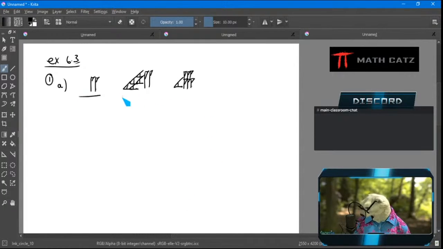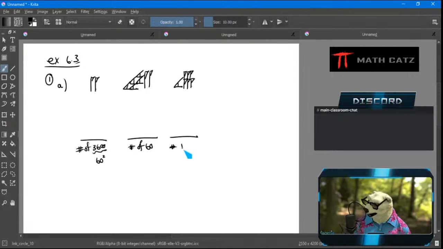So I now see I have 3 places. Actually, I'm not going to do it like this. I'm going to give myself a little bit of space here. I have 3 places. So right to left, left to right, doesn't matter. Left, because I read left to right, it's going to be the number of 3600s, which I know is 60 squared. You can write 60 squared. You can just remember that it's equal to 3600. It's the same thing. Then I have the number of 60s. Then I have the number of ones.